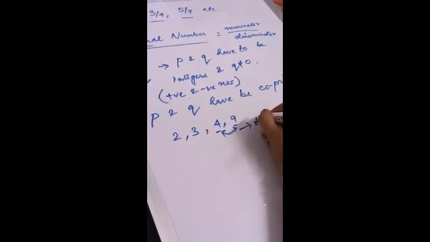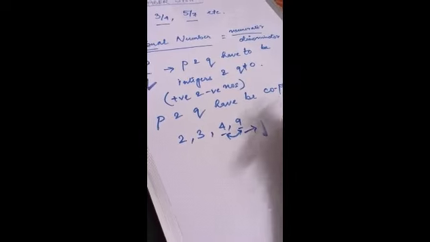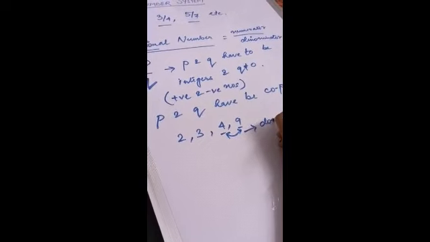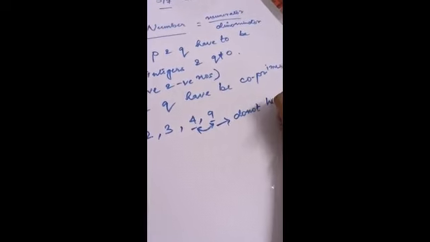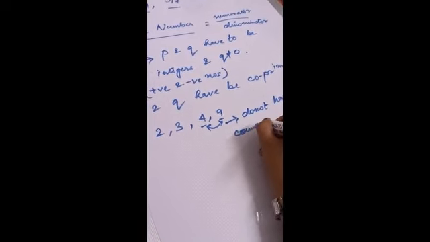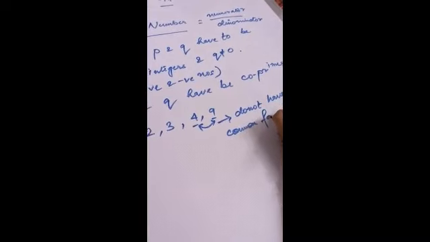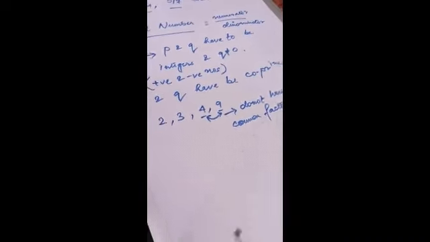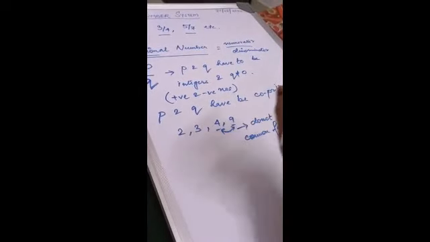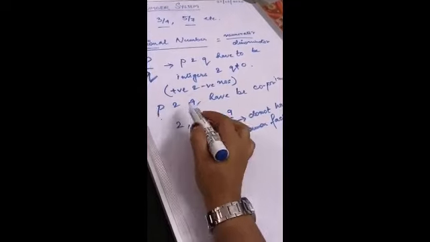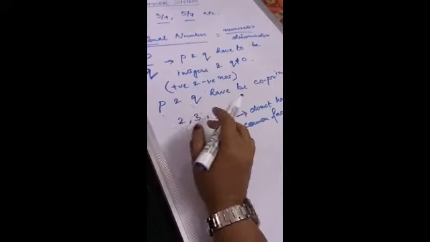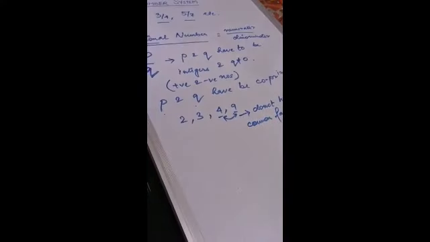They do not have common factor in between them. Okay, they do not have common factor. So P and Q have to be co-prime, that is P and Q cannot have common factor in them. Okay, only then we can say them as rational numbers.